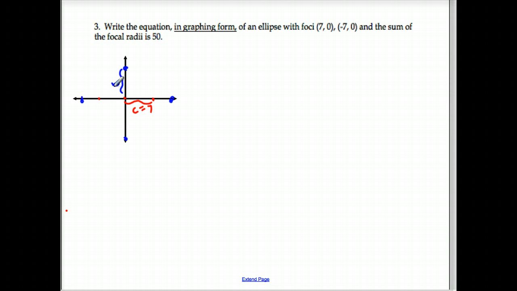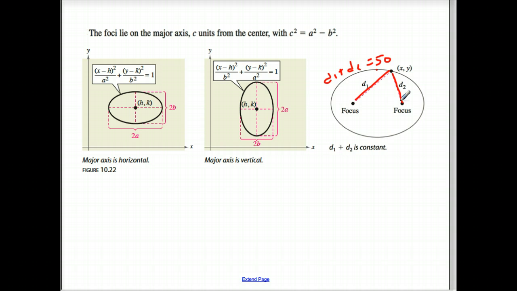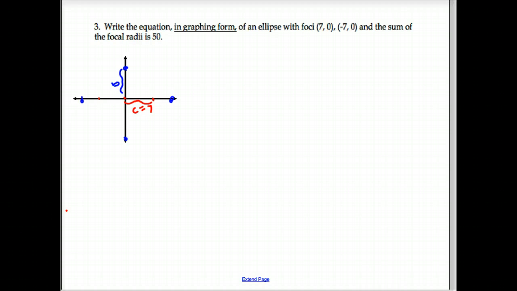And we just said that if I add up this distance and this distance, that has to be 50. Well, I picked a place where those distances are the same. So if this plus this is 50, then one of these is half of 50, which is 25. Now I know c, I know 25, and all I have to do is find b. Now it's just a simple Pythagorean theorem. So I have b squared plus 7 squared equals 25 squared.